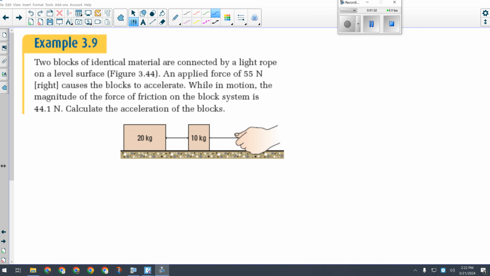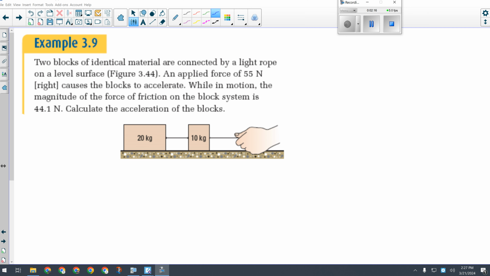So what I'd like you to do right now is copy this question down, because we're going to walk through it as our first system example. I'll give you a few minutes to get it copied down, including the diagram, and then we'll talk about it. So in this question, we've got two blocks. They're made of the same material, which is important because that affects how much friction there can be and things like that. They're connected by a light rope, so that's this rope here, on a level surface. An applied force of 55 newtons to the right causes the blocks to accelerate. While in motion, the force of friction on the system is 44.1 newtons. Calculate the acceleration of the blocks.